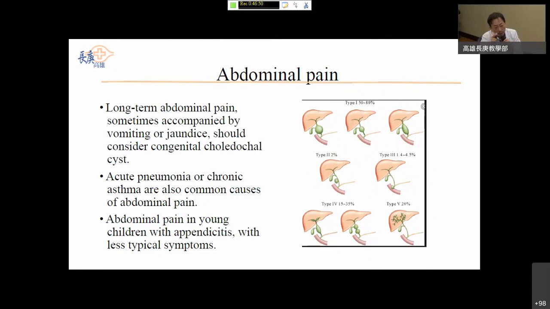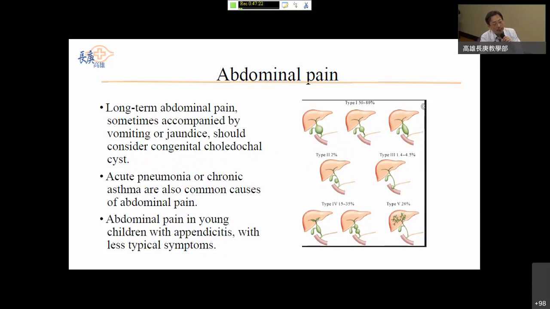So when you have relatives, or when you have brothers or sisters who have long-term abdominal pain, we have to be careful with it, okay? The best way is to take a thorough examination or even perform an abdominal echo to rule out some congenital problem like congenital choledochal cyst, okay?